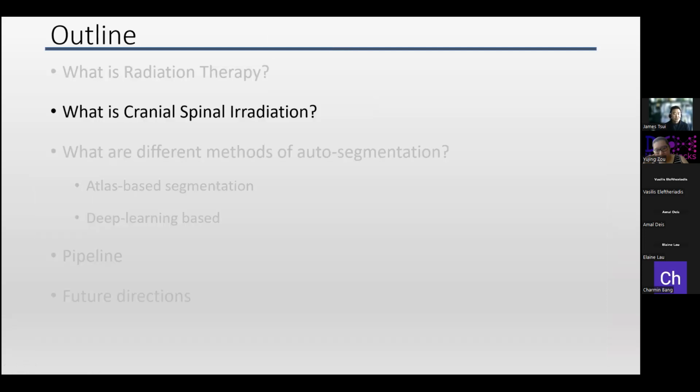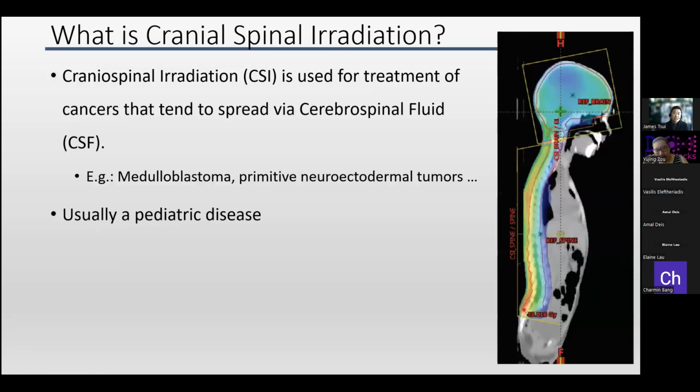So what is craniospinal irradiation? Craniospinal irradiation is when we give irradiation to the whole CNS, so the central nervous system, the brain, as well as the spinal cord. This is usually done in cancer that has a tendency of spreading via the cerebrospinal fluid, and that's why all of this becomes our target. Usually, the pathologies that are afflicted are pediatric diseases.